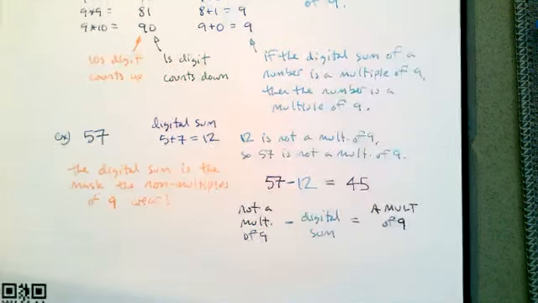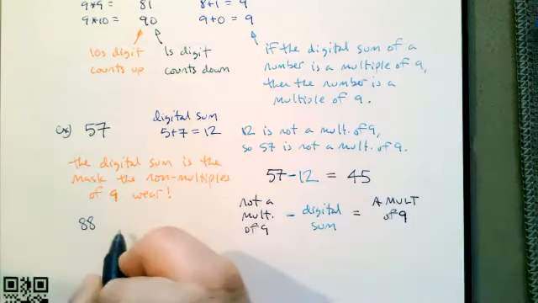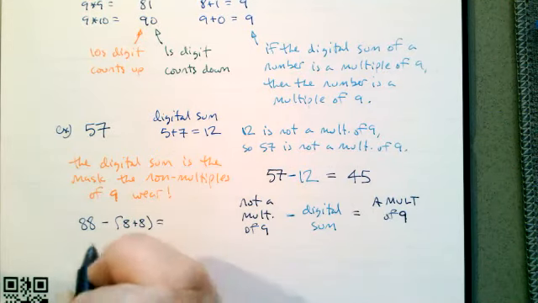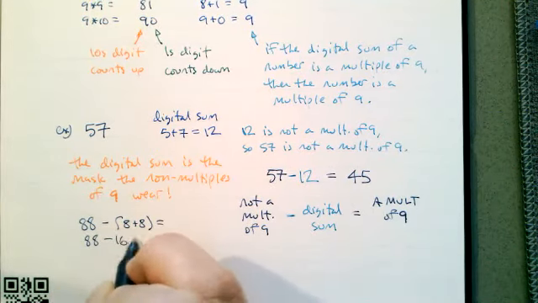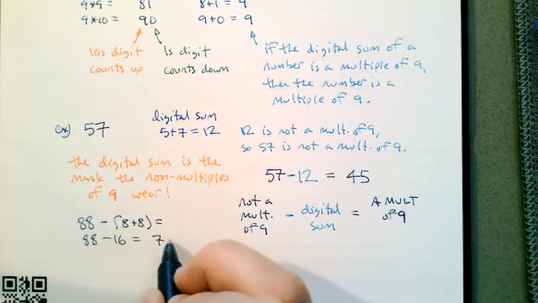So let's see, 88 minus 8 plus 8. That's 88 minus 16. 8 minus 1 is 7. 8 minus 6 is 2.